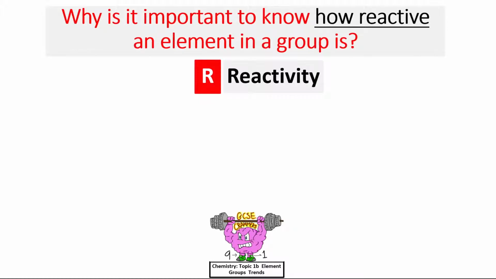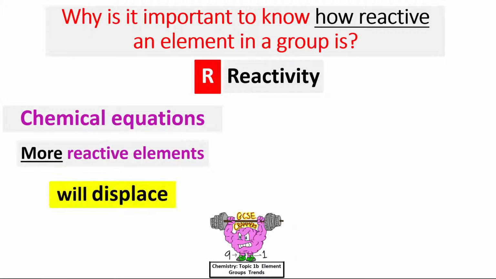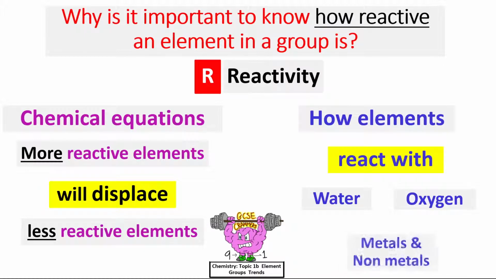Why is it important to know how reactive an element in a group is? Because in chemical equations, the more reactive elements will displace or kick out less reactive elements. Knowing the trends in reactivity will help you understand how elements react with water, oxygen, metals and non-metals.